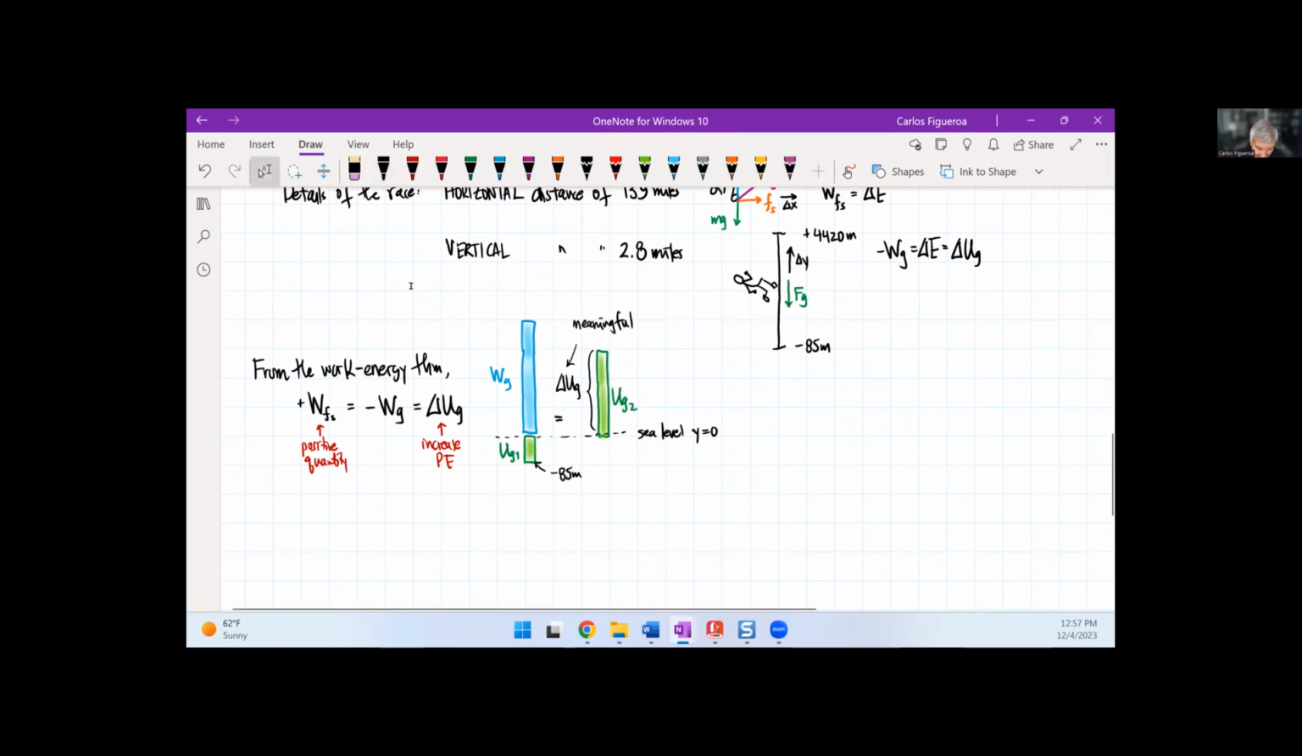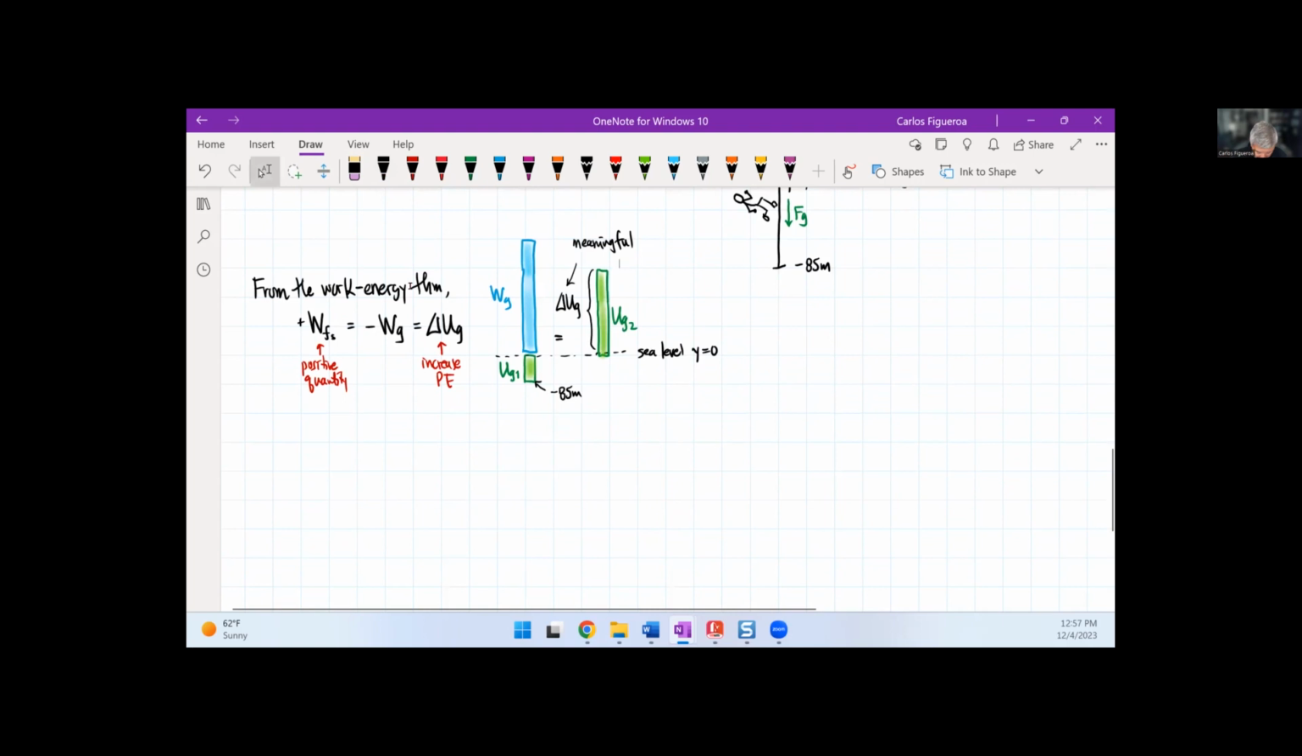So now I can compute that. I know how to do that. The change in gravitational potential energy is the negative work of gravity. But the negative work of gravity is the change in gravitational potential energy, and that is going to be mg times the height change. And if I look at this, the height change goes something like this.